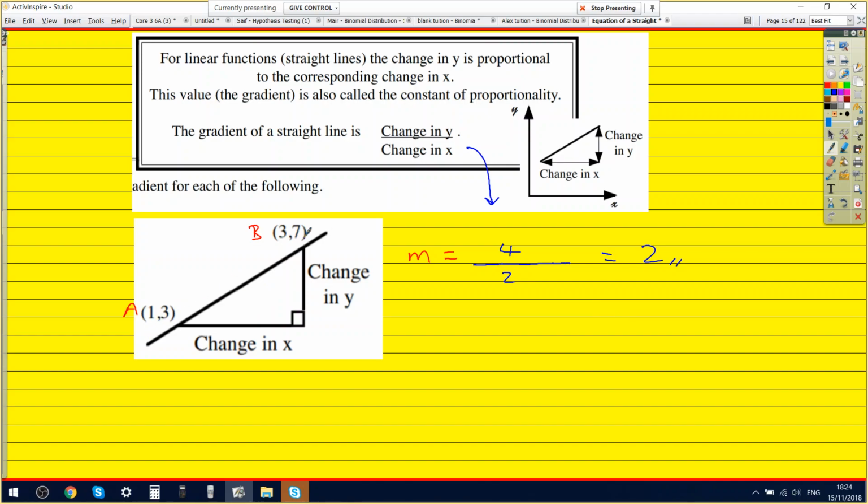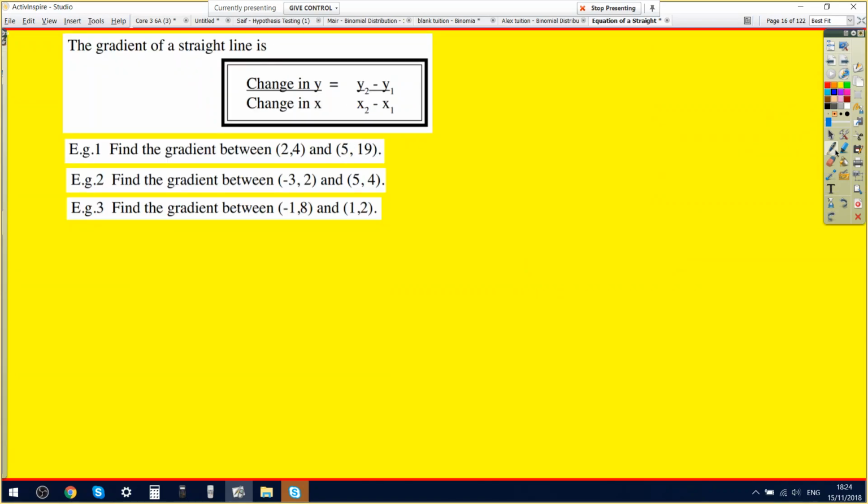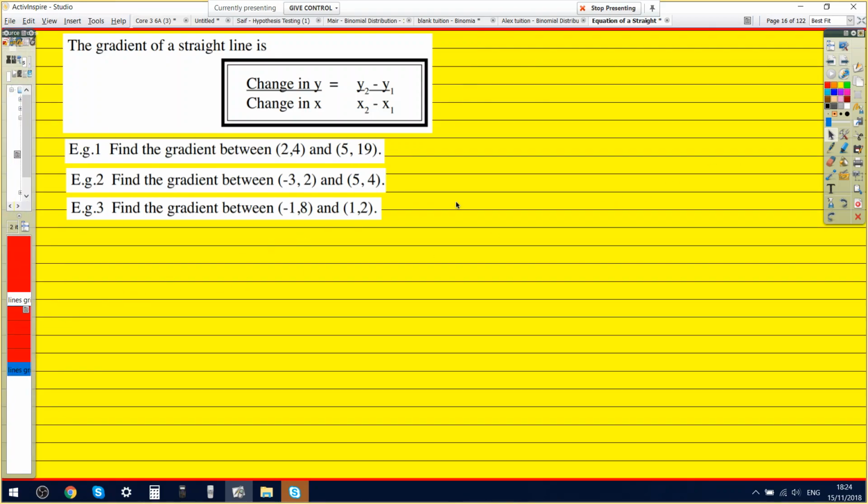So it's just a measure of how steep the line is. And I'll give you a fancy way. If you can't tell just by looking at it, the change in x was 2, the change in y was 4. You can do second y, take away first y on the top, second x, take away first x on the bottom. And that will give you change in y over change in x. So let's try these.